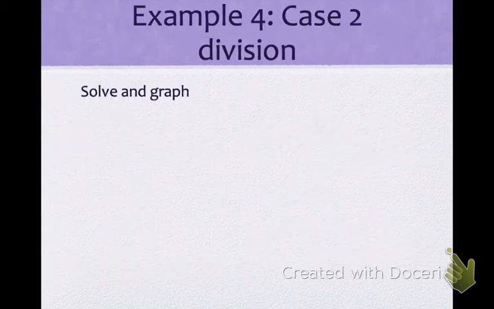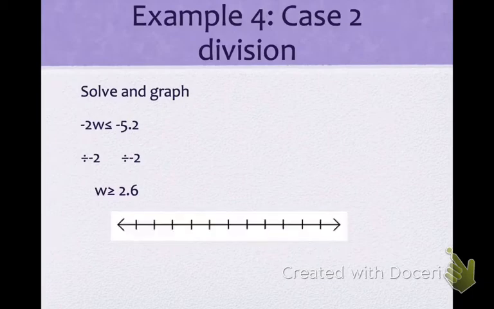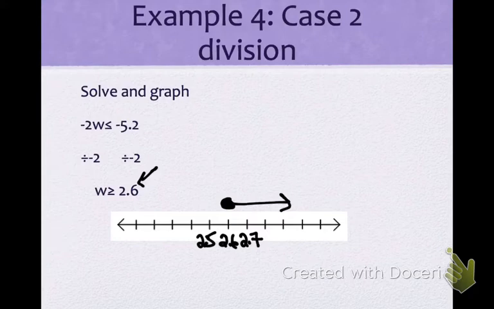Okay, so now we're going to do some where we divide both sides by a negative value. So this one I'm dividing by a -2. Write this in your notebook. If you need to pause the video, pause the video. So if w is greater than or equal to 2.6, again, I'm going to graph that. Remember, my scale for this one is probably going to be by 0.1. So 2.6, 2.7, 2.5. Closed circle above the 2.6, and I want w to be greater than or equal to that.